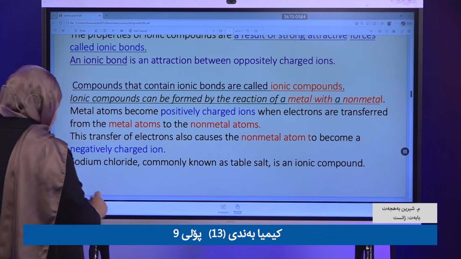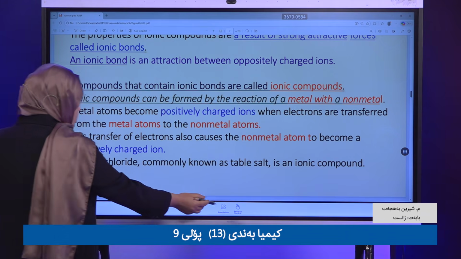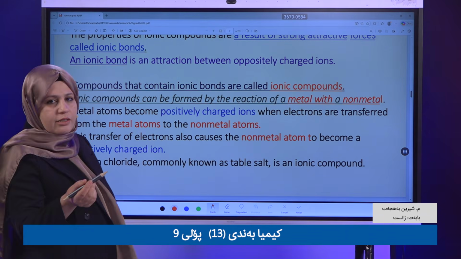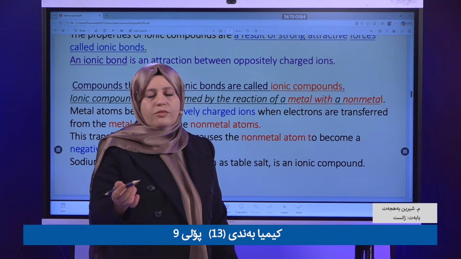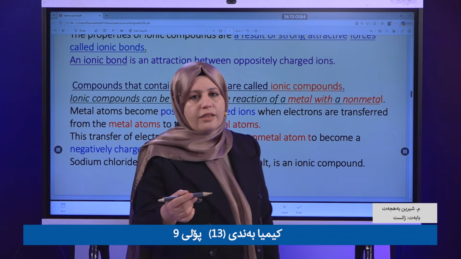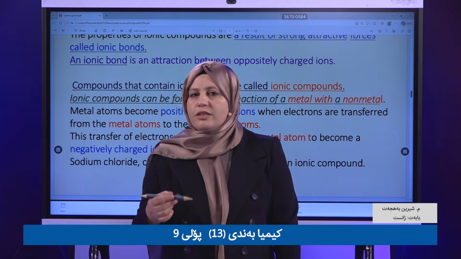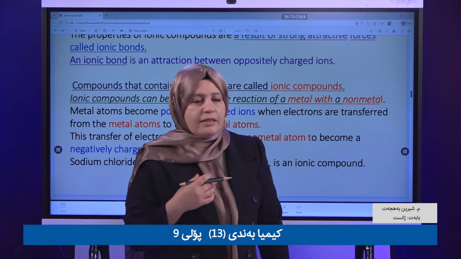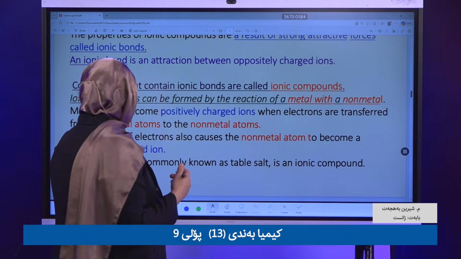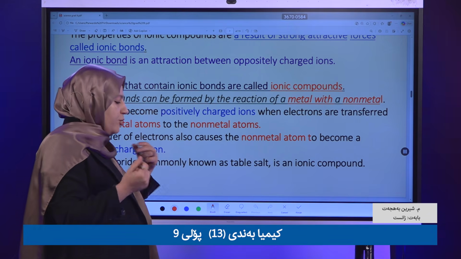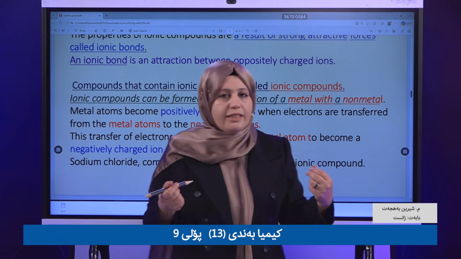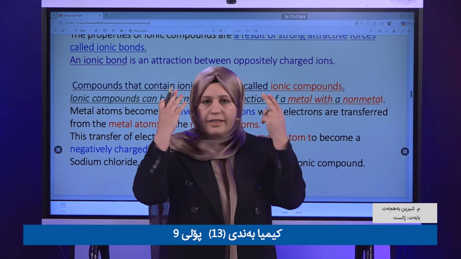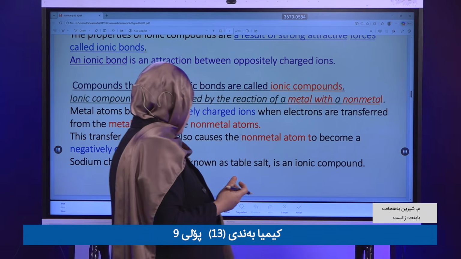Like what? Sodium chloride, which is present in our home, in our kitchen. You should always take sodium chloride, which is salt. It's very important for your health. All of you take sodium chloride. Why? It's very important. You should take it every day. It's very important for the electrical activity of your heart and mind.